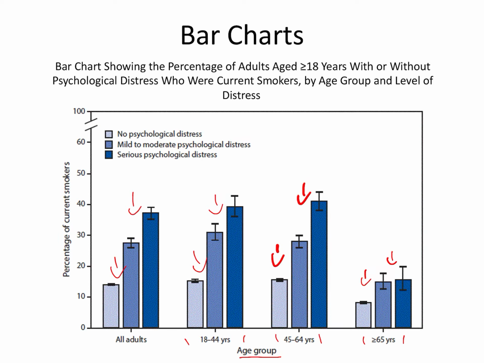Because we're dealing with discrete categorical data, our bars cannot be touching, and this includes a gap here between our first bar and our axis. You must always, with a bar chart, ensure that there are gaps between your bars.